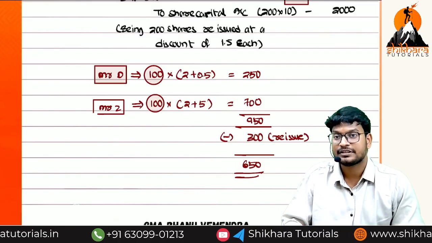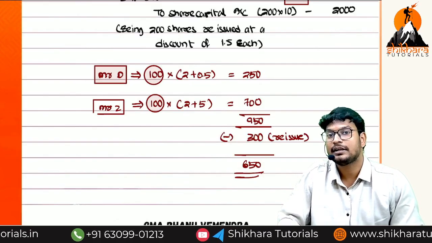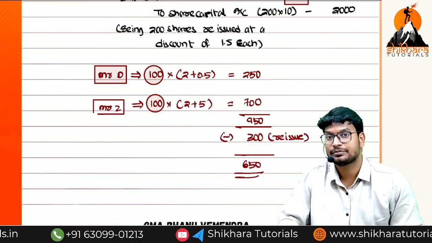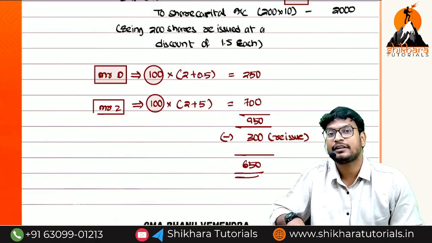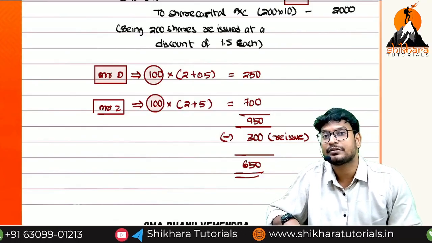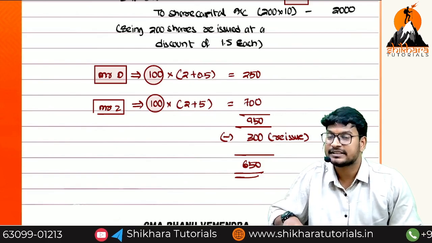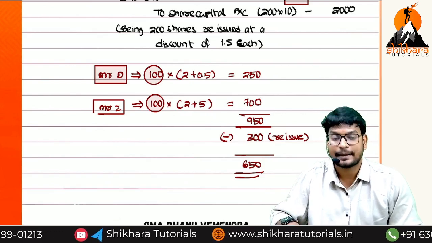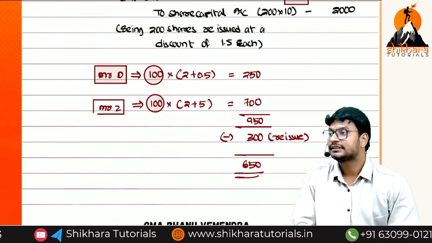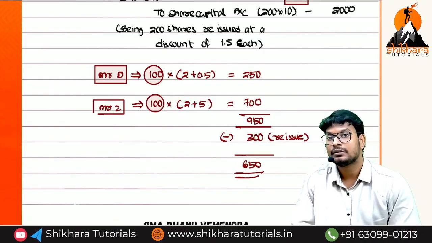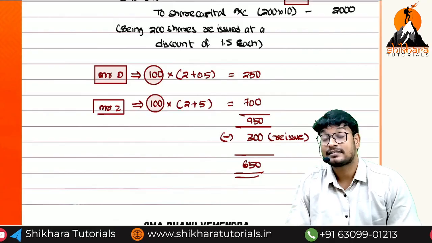The share forfeiture balance should be added to the share capital up to the reissue. If the reissue has happened, then after the reissue, whatever balance is available in the forfeiture account should be transferred to which account, ma'am? Capital reserve, because it is a capital profit, not a revenue profit. So how much amount do we need to transfer? 650. What is the entry, ma'am? Share forfeiture account debited to capital reserve account.